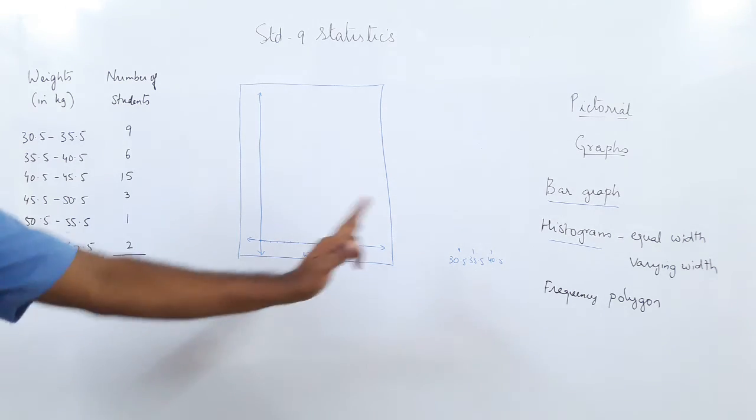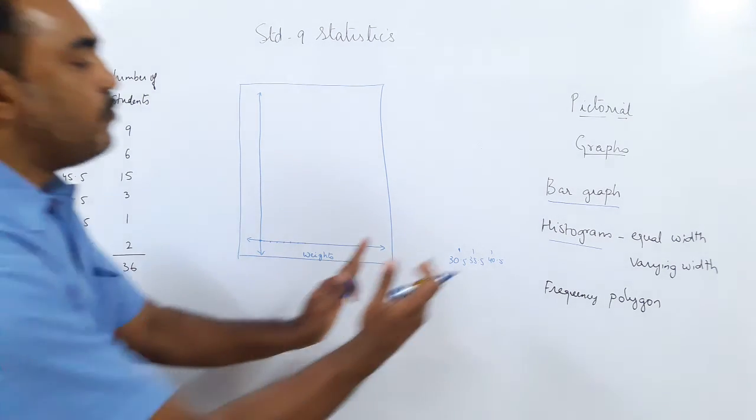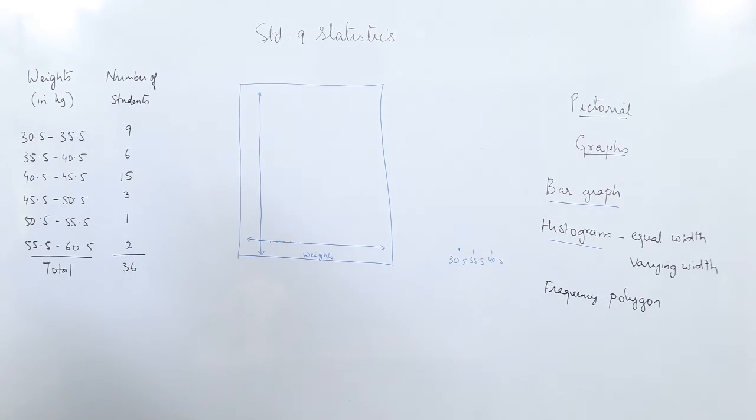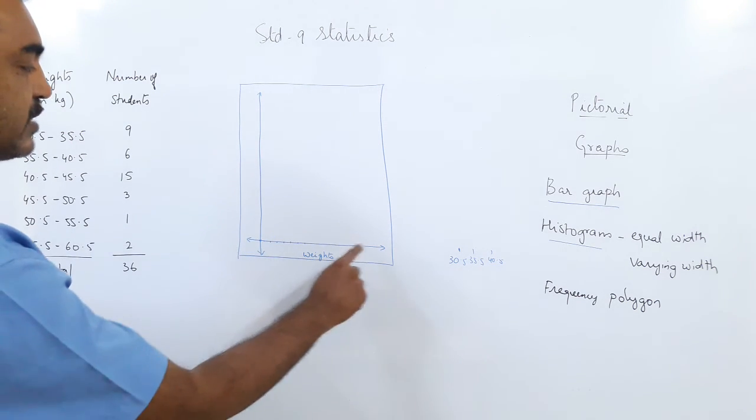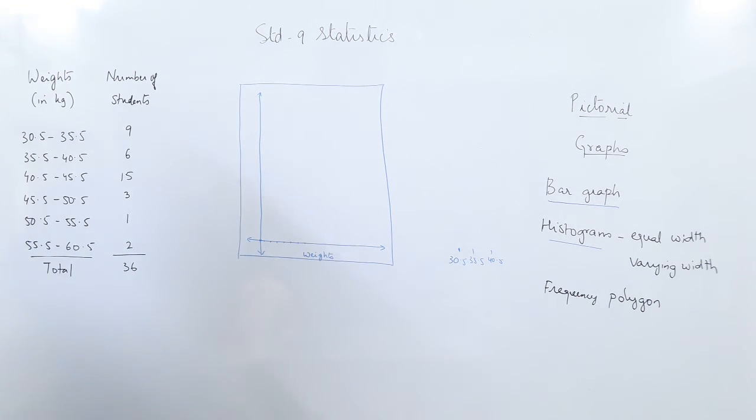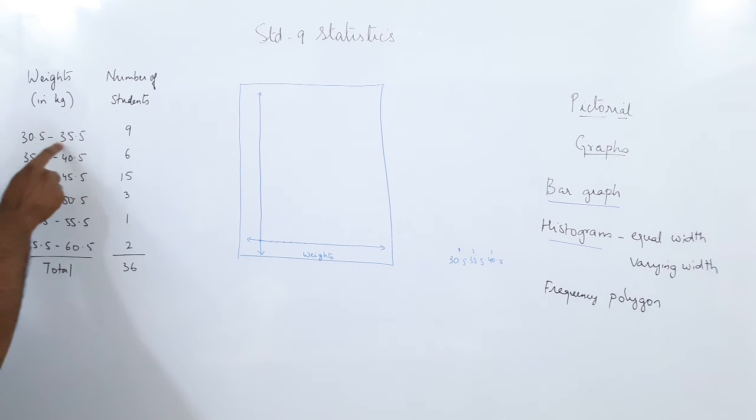So the data is gone outside the graph paper. Now how will you bring the data inside the graph paper? Because you have to see here, since this is numeric data, the width has to be maintained. On the x-axis also, the numbers have to be maintained. So because it is 30.5 to 35.5, when did I start?